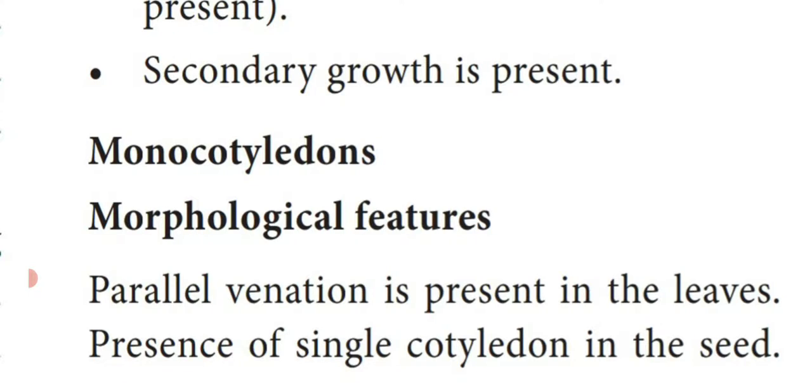Next one, monocot plant. The leaves show parallel venation. That means the veins run in the form of parallel lines. For example, in a grass leaf, the veins run parallel together. That is known as parallel venation. In the seed, they contain only one cotyledon, that is monocotyledon.